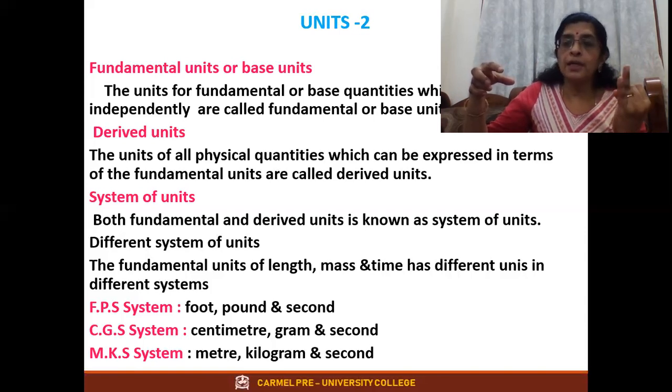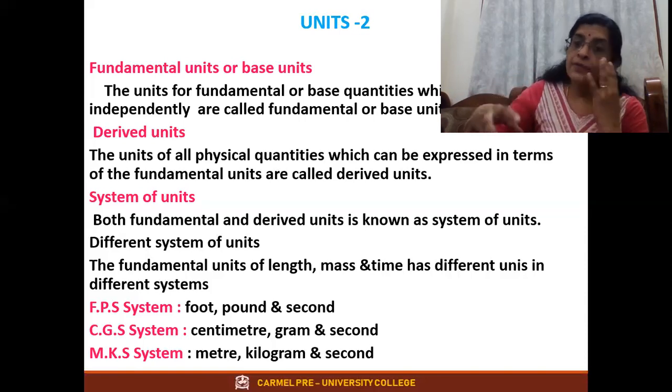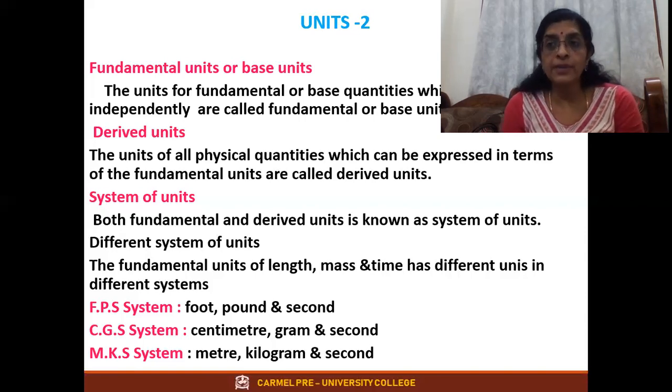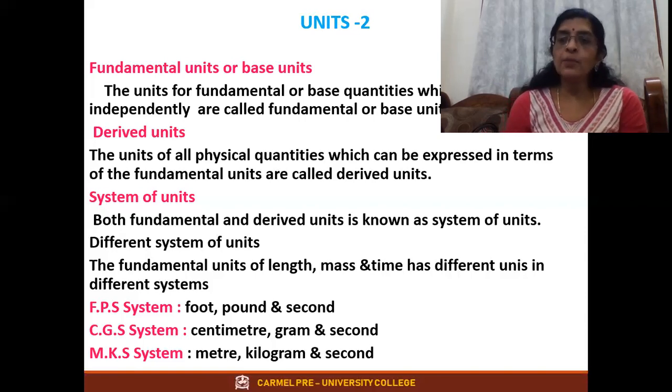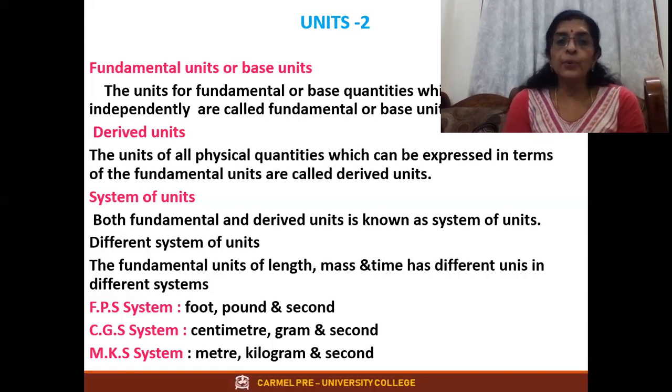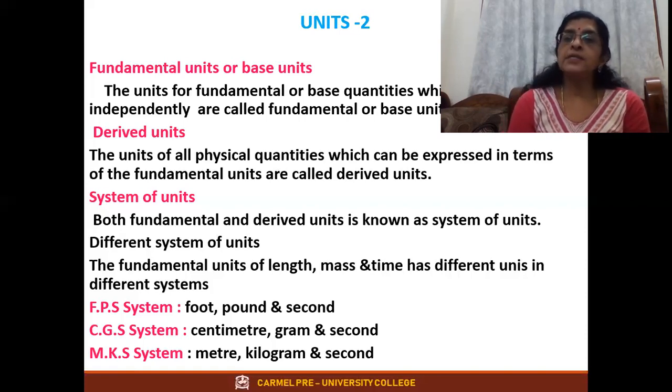Now two quantities are there. One or more quantities can be there. When base quantities are combined with physical quantities, we take them as derived units, deriving from something else. So basically in a derived unit, there should be one or more fundamental units. Okay. Now this fundamental and derived units together are known as the system of units.